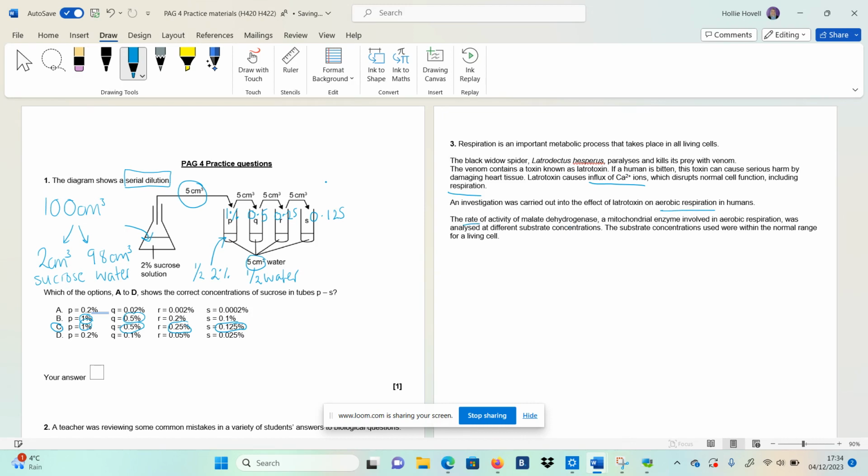The rate of activity of malate dehydrogenase enzyme, a mitochondrial enzyme involved in aerobic respiration, was analysed at different substrate concentrations. Can you see there? They're talking about substrate and they call it the concentration. So they didn't say different substrate amounts, they said concentration. Substrate concentrations were used within the normal range for a living cell.